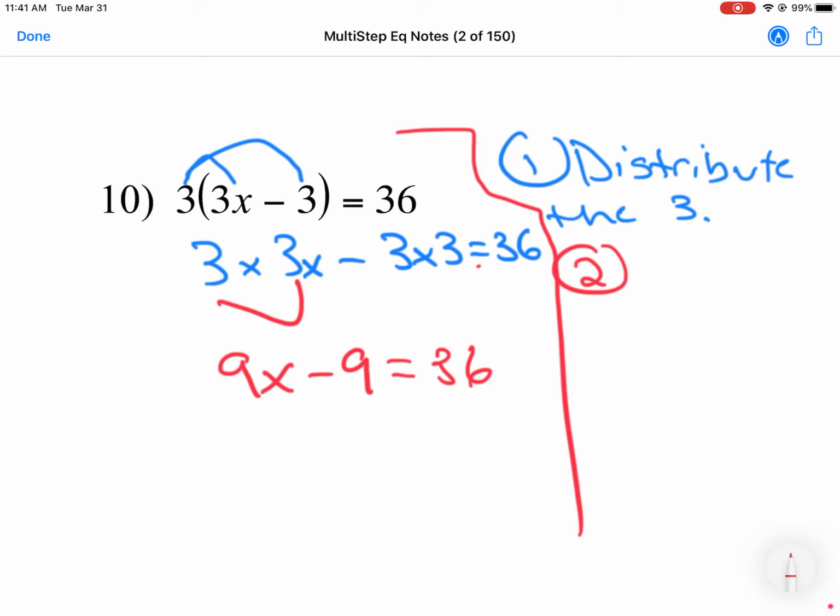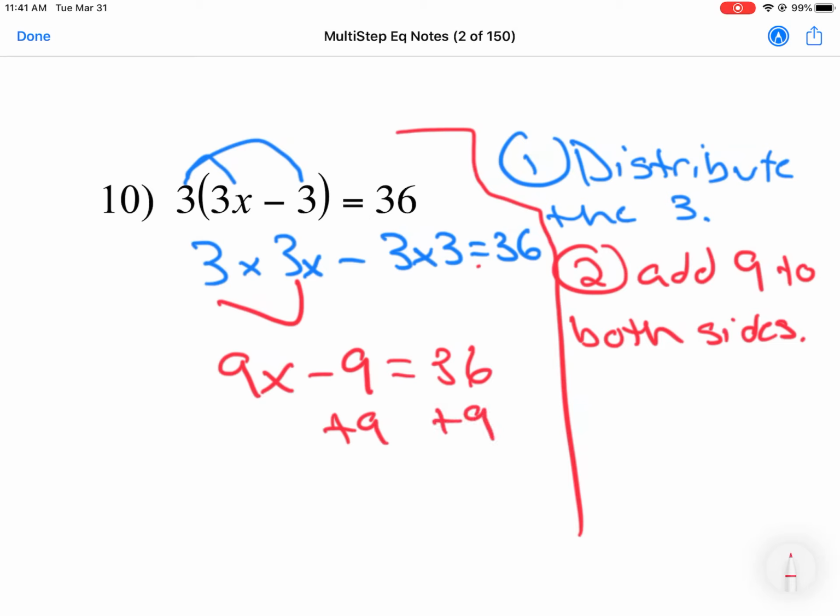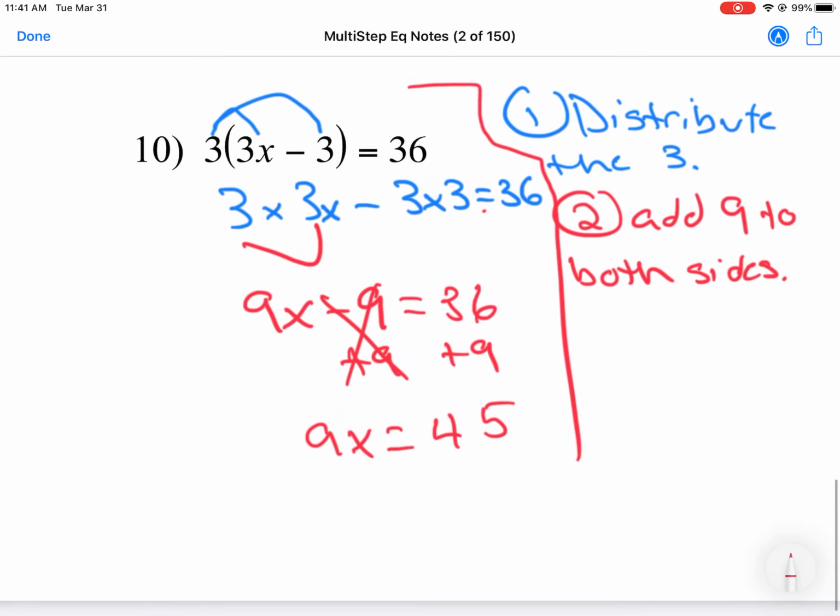There was a plus sign here, but in this case, now there's a minus sign. So we want to get the x by itself. So we're going to add 9 to both sides. Sound good? So let's do that. Plus 9, plus 9. So those cancel because negative 9 plus 9 is 0. So 9x equals, I think that is 45.